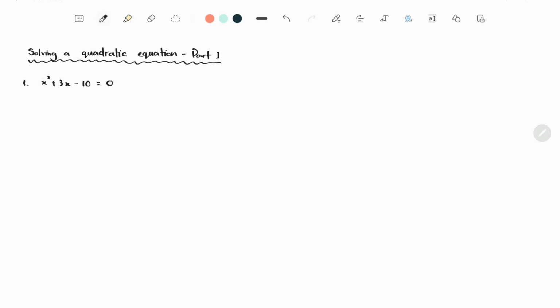So the first thing you need to do is to factorize it. Now, in order to factorize, in this case, where the coefficient of x squared is 1, you have to find two numbers that multiply to give minus 10, and when you add those two numbers, it will give you plus 3.